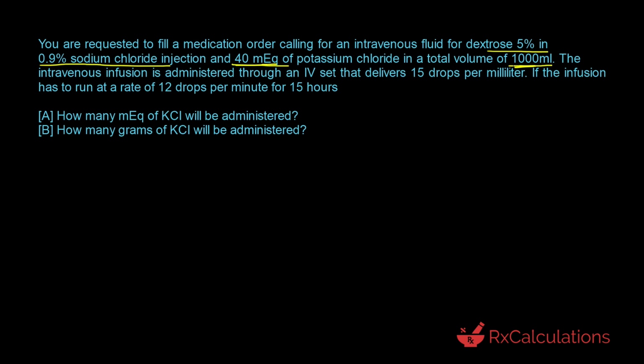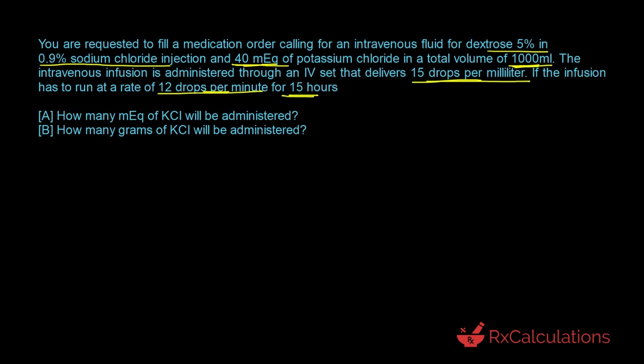Now you're going to take that 1,000 ml bag and run it at a rate of 12 drops per minute for 15 hours, and the drop set that you're using has a drop factor of 15 drops per milliliter. So the important information here is the 15 drops per milliliter, the 12 drops per minute, the infusion time of 15 hours, the amount of potassium chloride in milliequivalents, which is 40, and the total volume that you have, which is 1,000 milliliters.